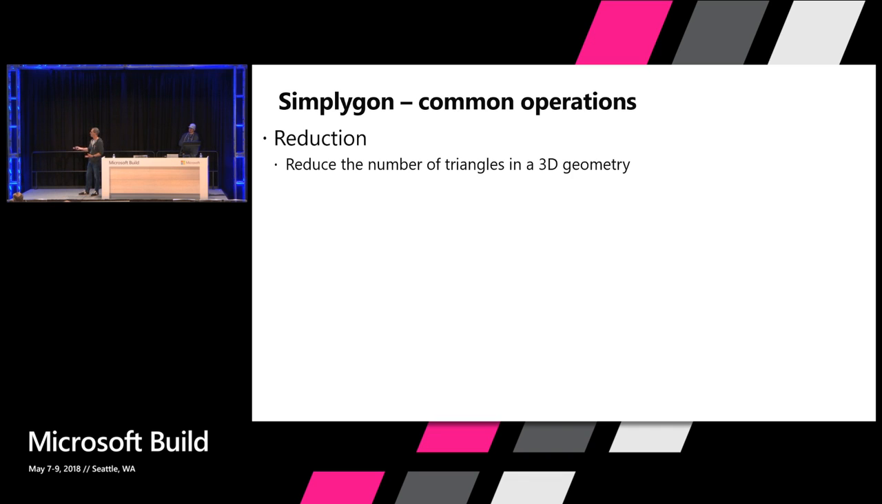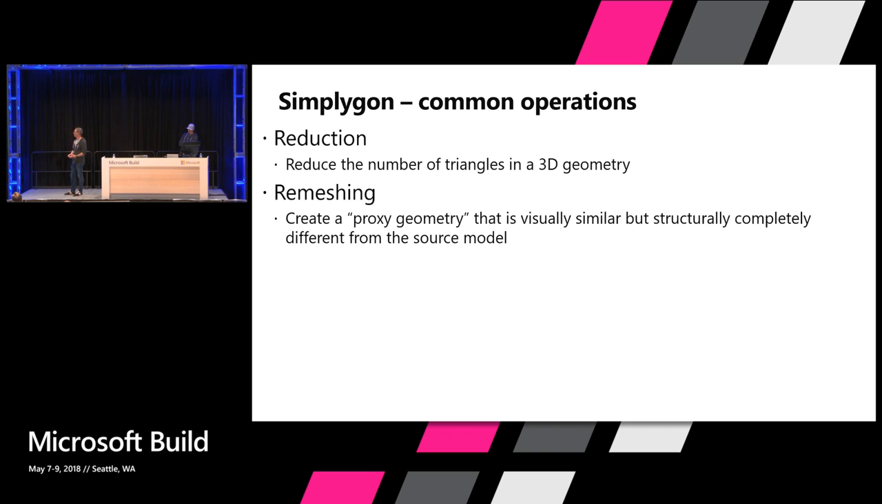And some of the processes that we handle are reduction. So that's simply reducing the number of triangles in a piece of 3D geometry. Remeshing, which actually rebuilds the geometry from scratch, and you get an entirely new object that is highly optimized. All the textures and materials are packaged up and reprojected onto the model, so it virtually looks like the original model.